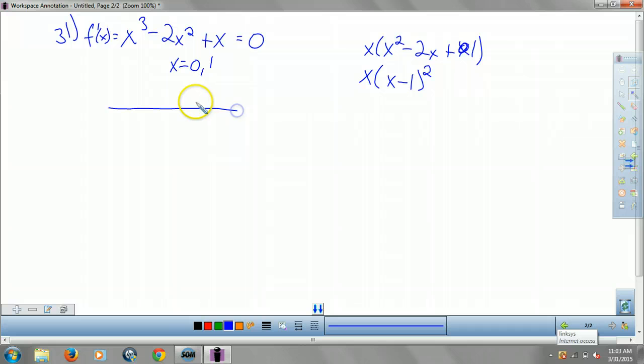And then you do your good old wiggle graph, right? 0 and 1. You plug in negative a billion into your derivative, you get a negative. If you plug in 0.5 into your derivative, you get 0.5 times negative squared, so it's positive. So a positive times a positive. If you plug in a positive billion, you get positive. So this is where you're increasing, because you're positive. This is where you're decreasing.